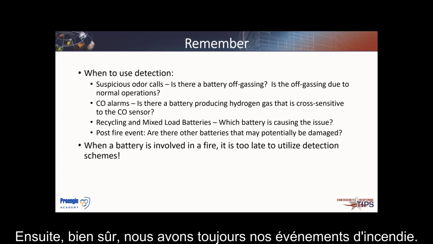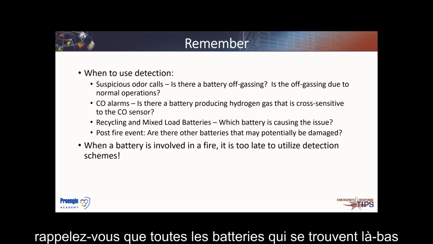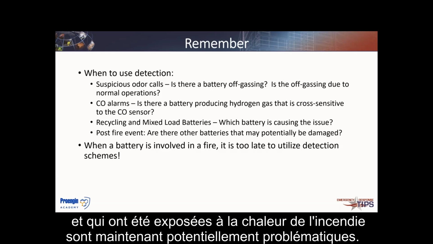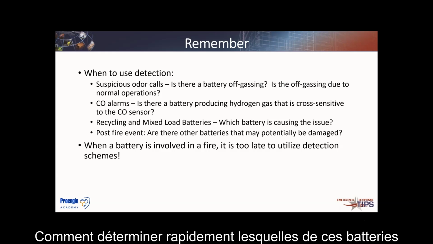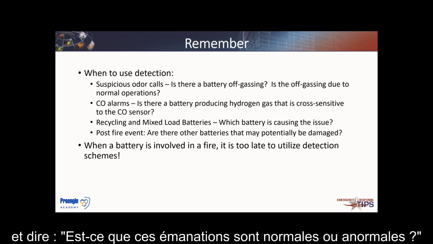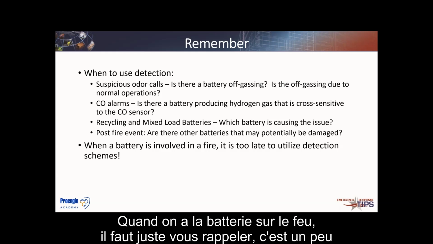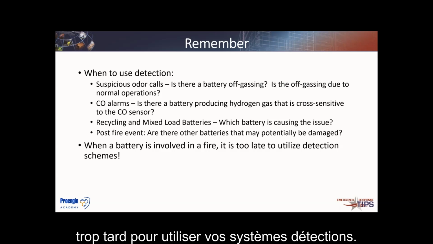And then, of course, we still have our fire events. When we have a fire in a location, even a home or a garage, remember that all of the batteries there that have been insulted by the heat of the fire are now potentially problematic. How do we quickly determine which of those batteries are problematic? We can start measuring their off-gassing and ask: is this normal off-gassing or abnormal off-gassing? And then start separating them out accordingly. When we have a battery on fire, it's a bit too late to use your detection schemes.